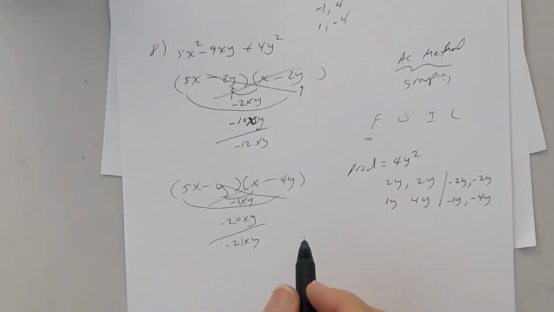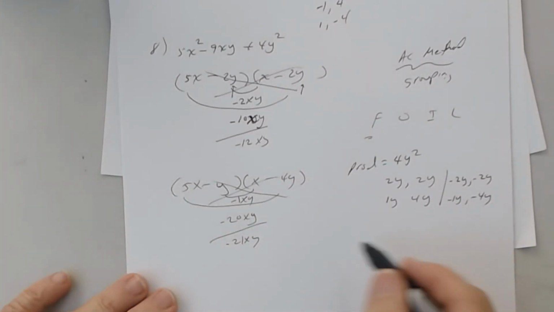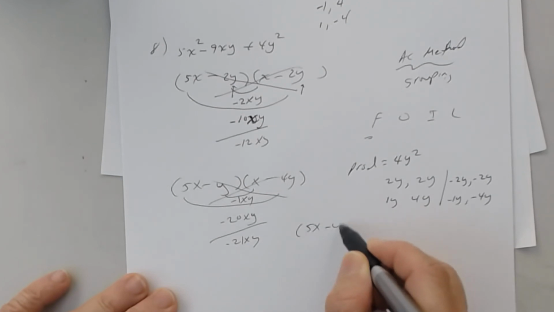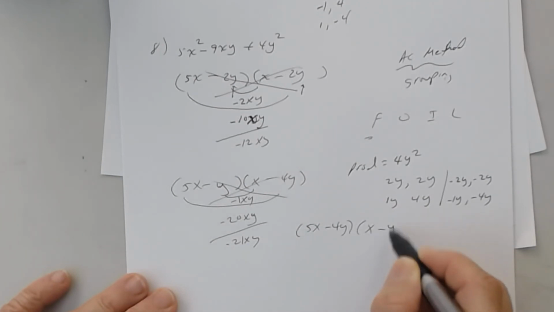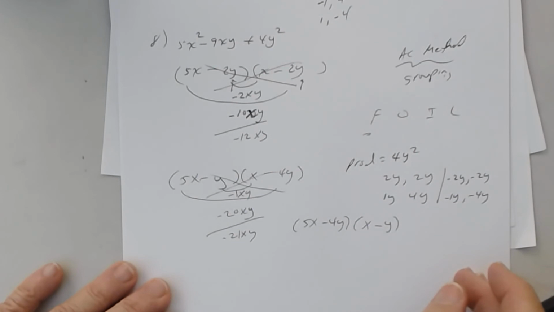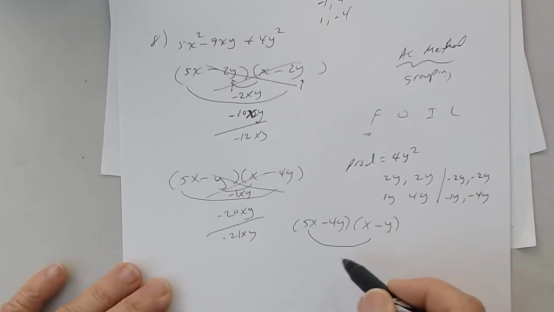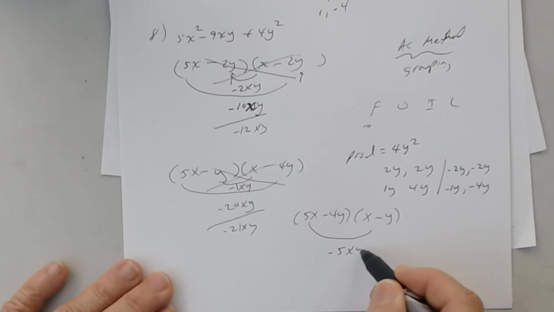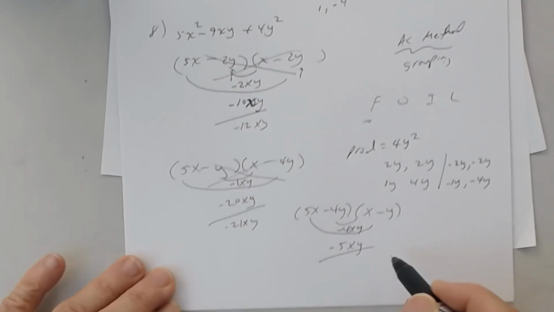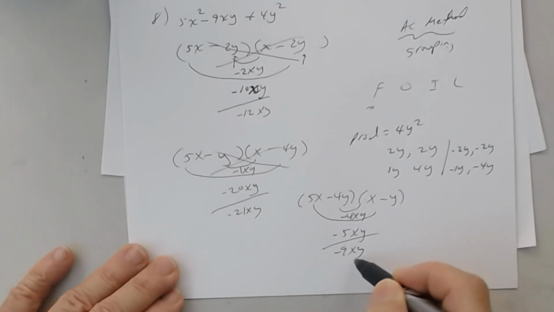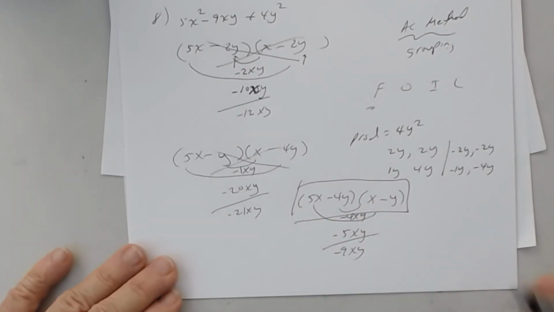So do what then? Now don't say it's prime because you still have some things you can try. Switch the y and the 4y instead. So let's say 5x minus 4y times x minus y. Okay? All right, let's check the outer and the inner. What's the outer? Negative 5xy. What's the inner? Negative 4xy. What do I get when I add them up? And there's your answer. So that's the one that works. So this is your answer.